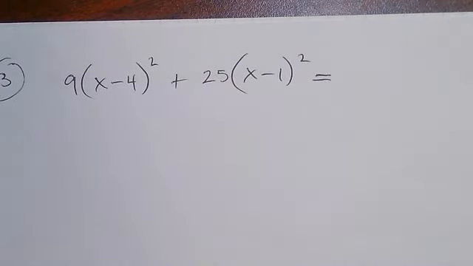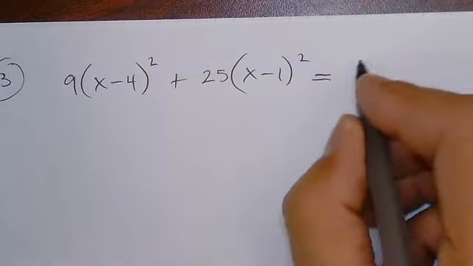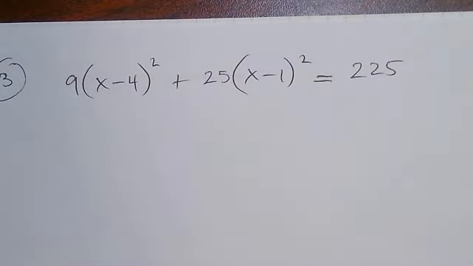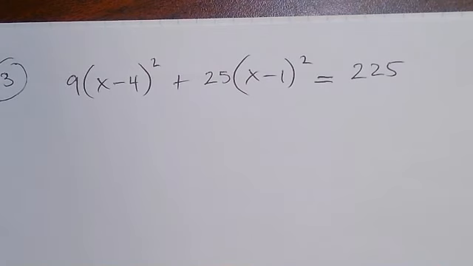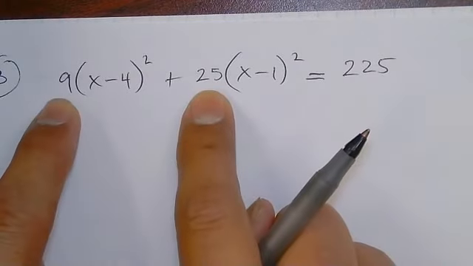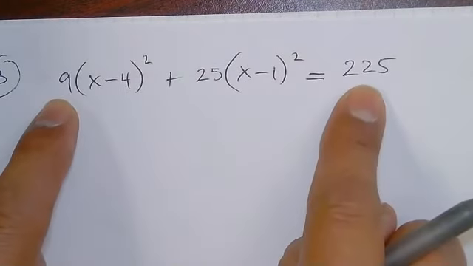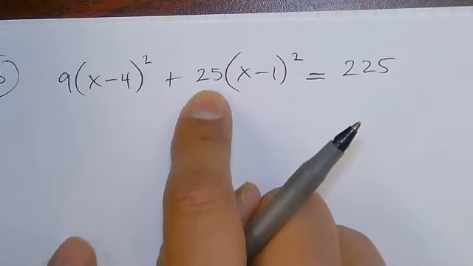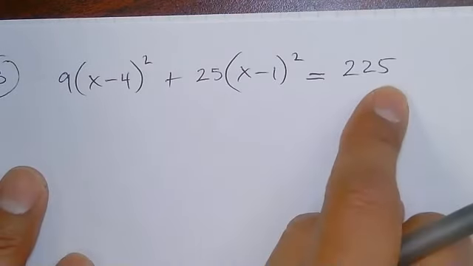Anybody have a wild guess what it's going to equal? Let's see if you're paying attention. 225. What did I tell you might be true in a lot of the cases when you see these? When you multiply this number times this number, it'll be this number.